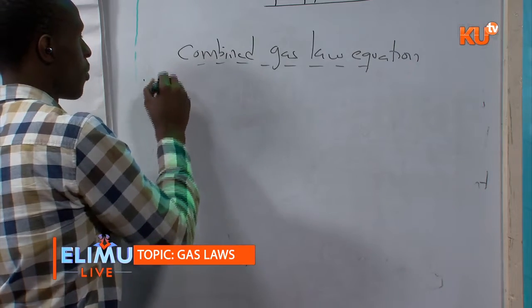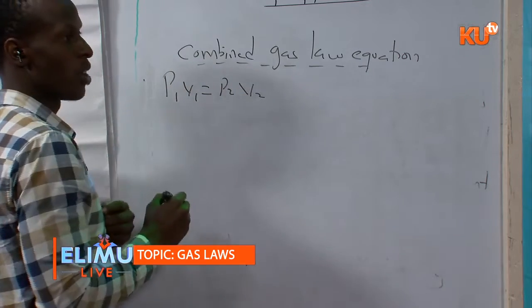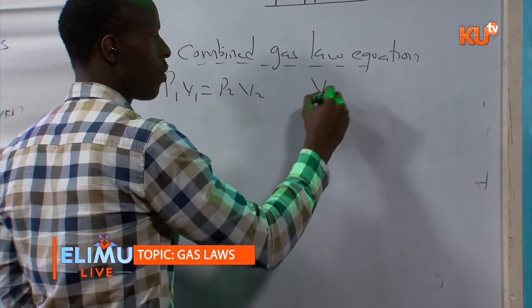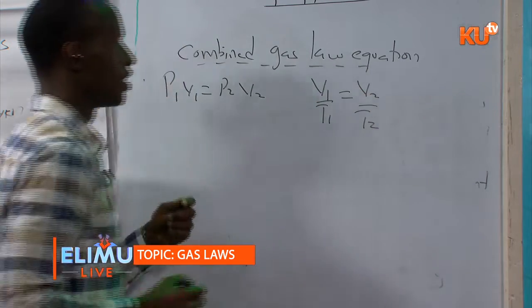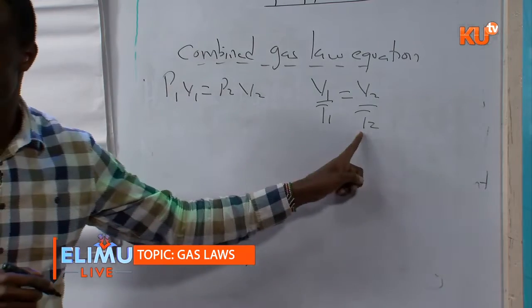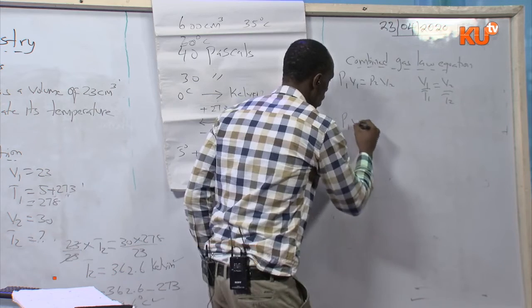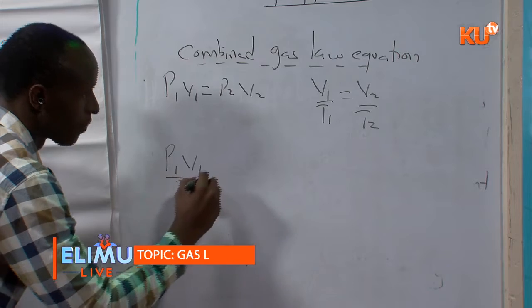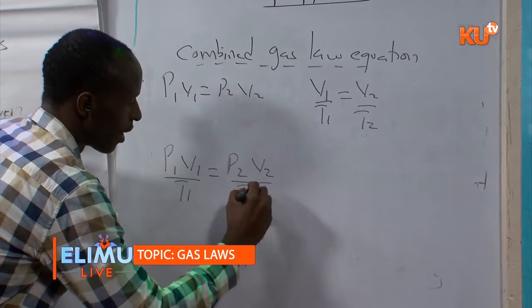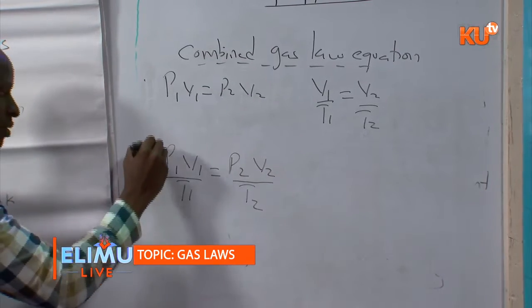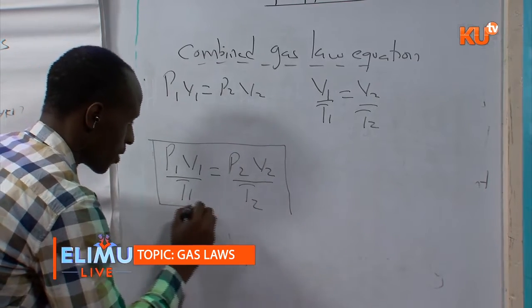So when you combine that equation, you get the combined gas law equation. Let me start with P1 V1 equals P2 V2. That was the Boyles Law equation. We have V1 over T1 equals V2 over T2. This is the Charles Law equation. When you combine them, now you get P1 V1 over T1 equals P2 V2 over T2. That's the combined gas law equation.